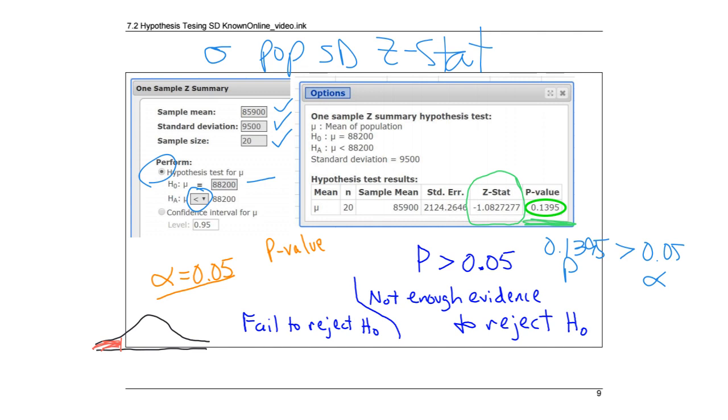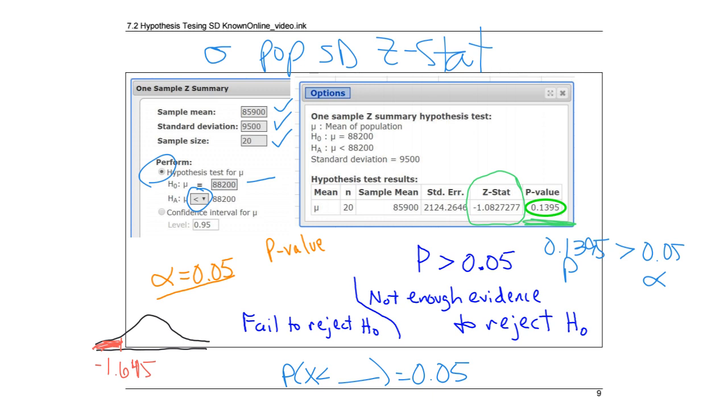And if we check our normal calculator, if we used it to find the z-score for our alpha, we would get negative 1.645 here. And so that is our rejection region. Anything less than negative 1.645, we're going to reject.